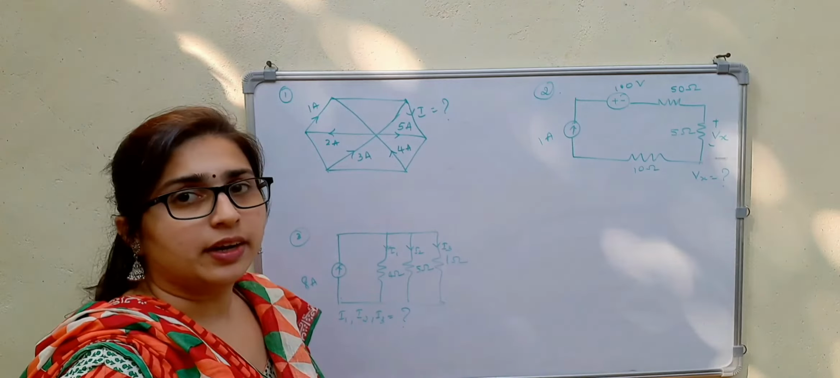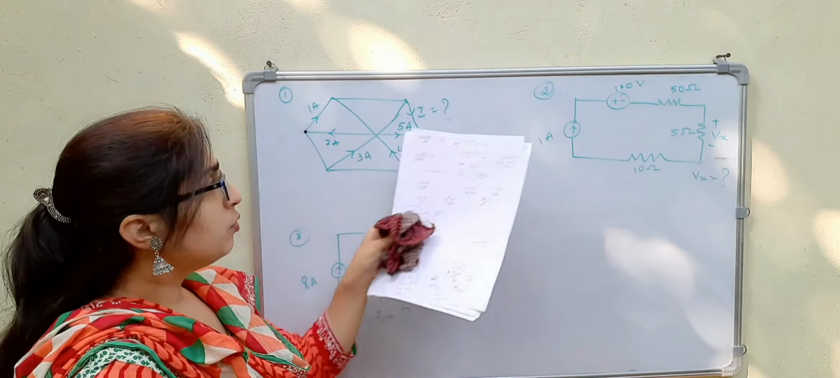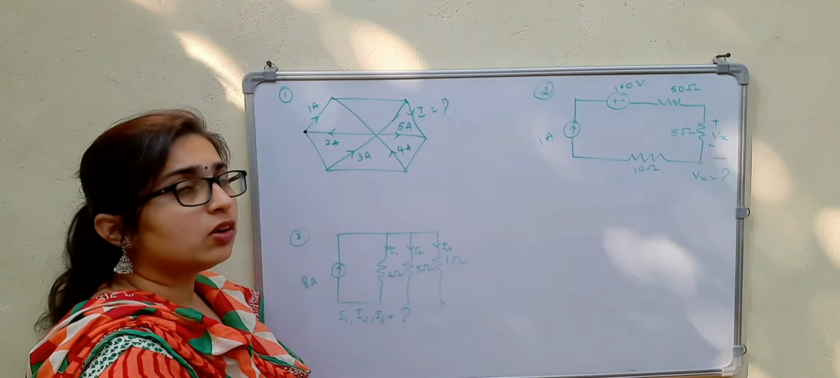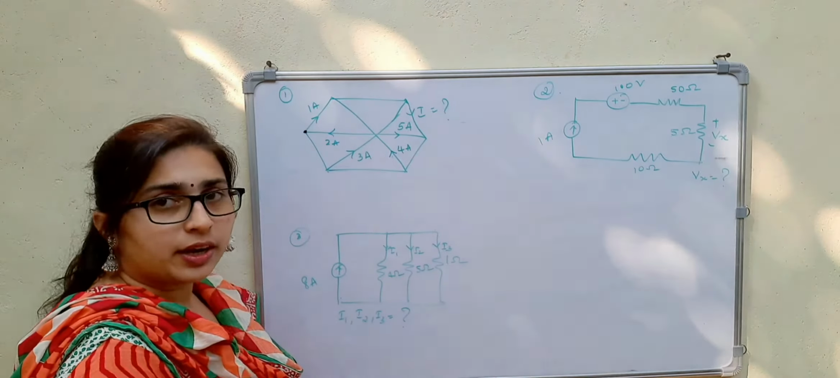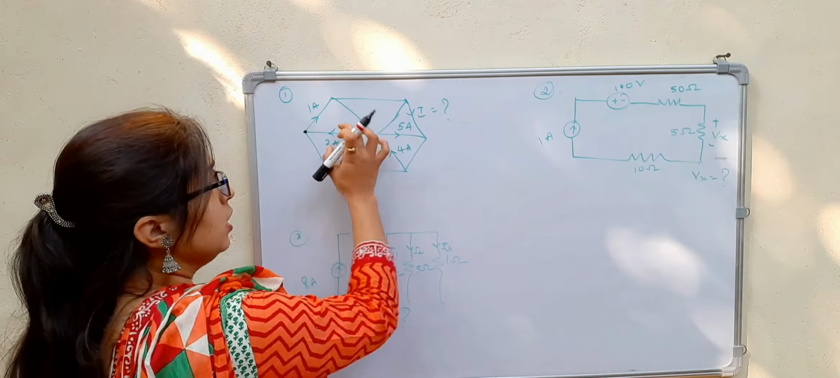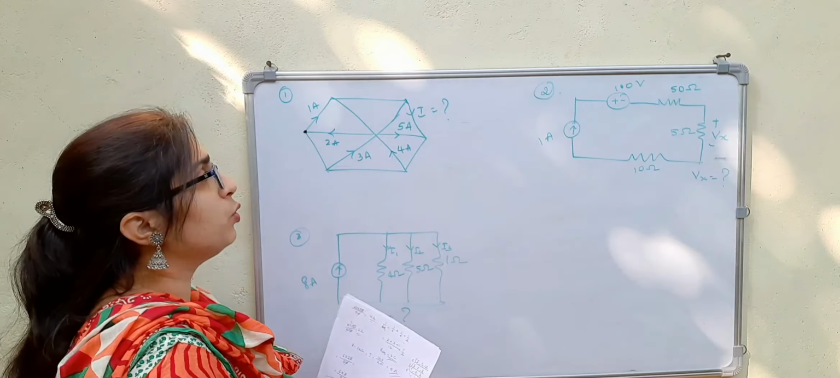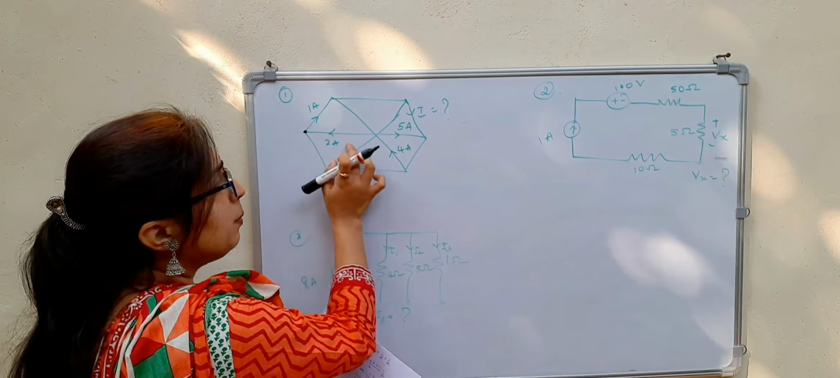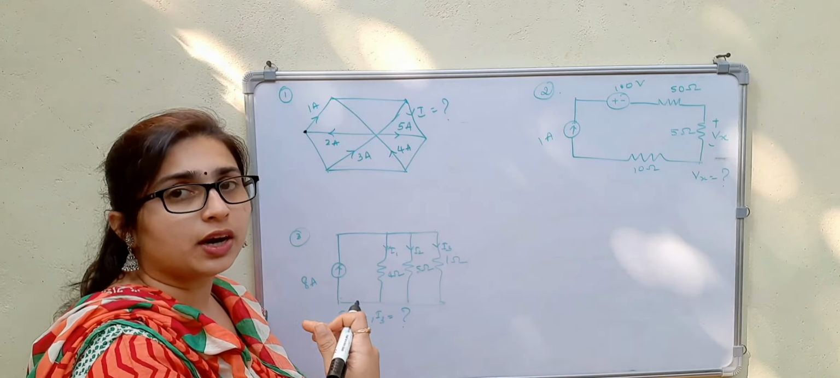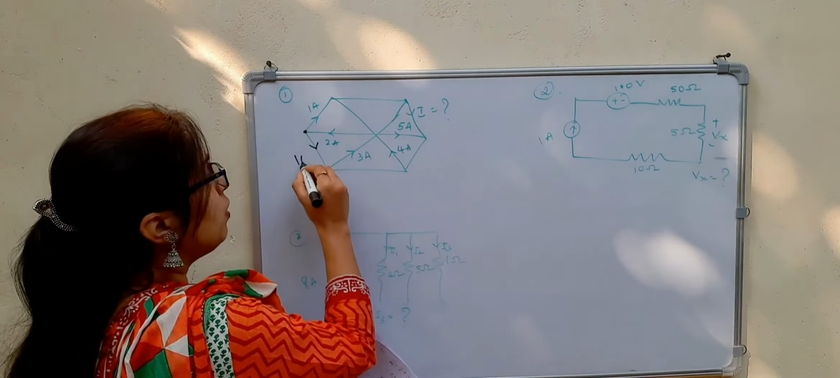How to find the current I? You can use KCL and find the current I. First I will consider this node. Here there is an incoming current of 2 ampere and an outgoing current of 1 ampere. You know that the sum of incoming currents should be equal to the sum of outgoing currents. So there should be another outgoing current whose value is 1 ampere, to equate it.